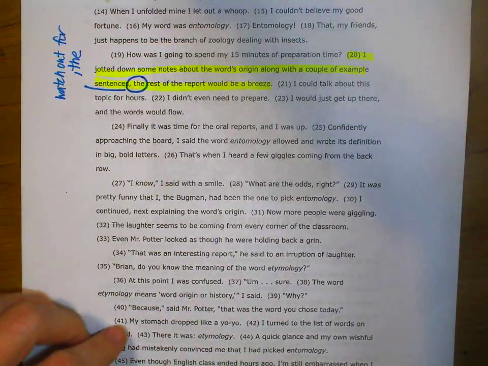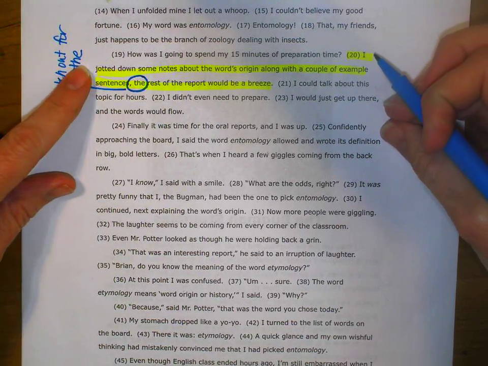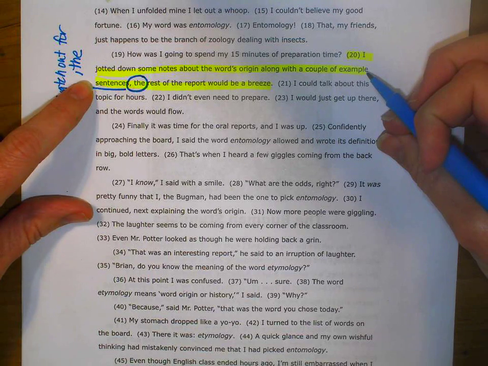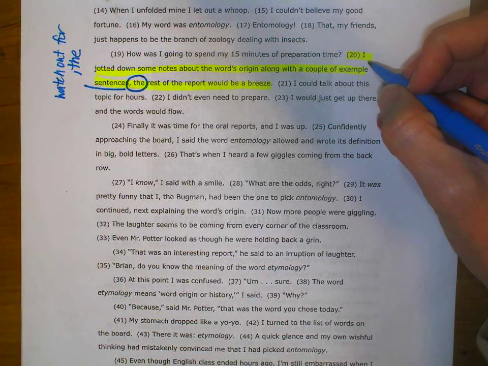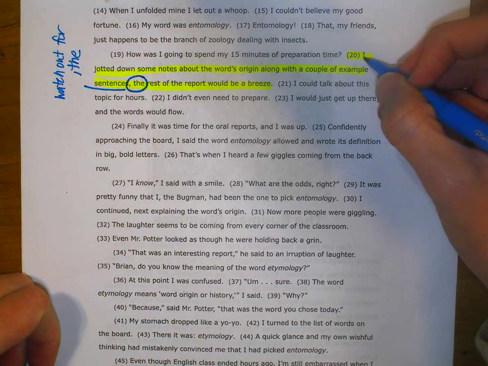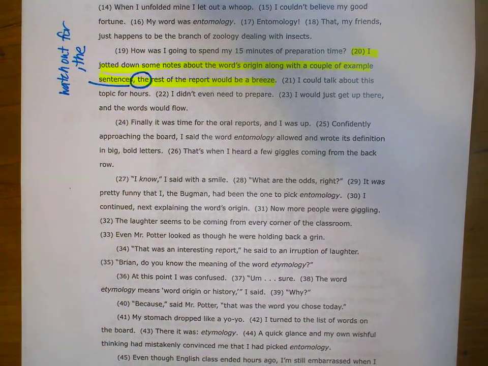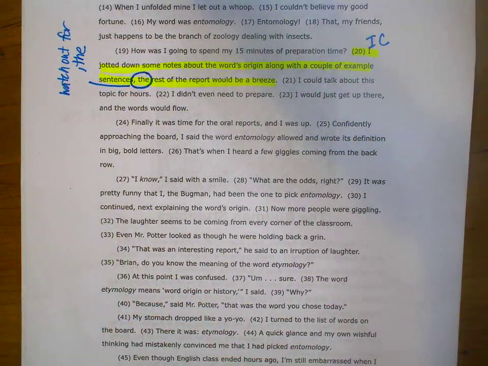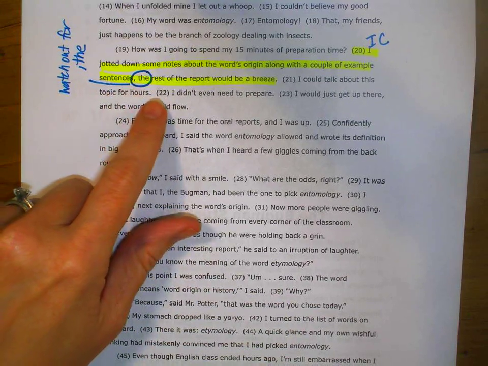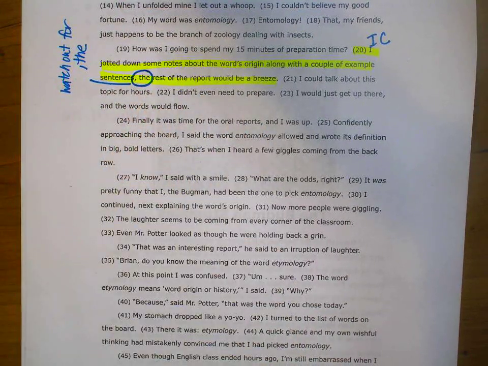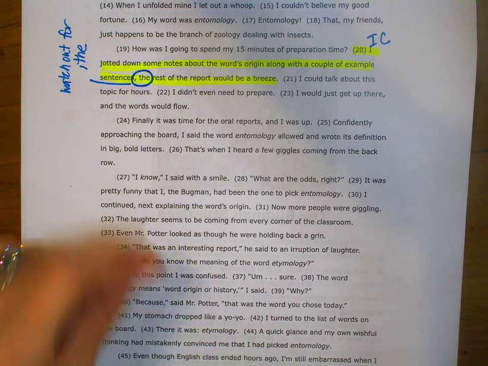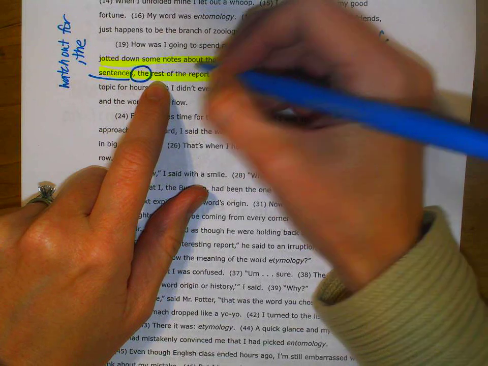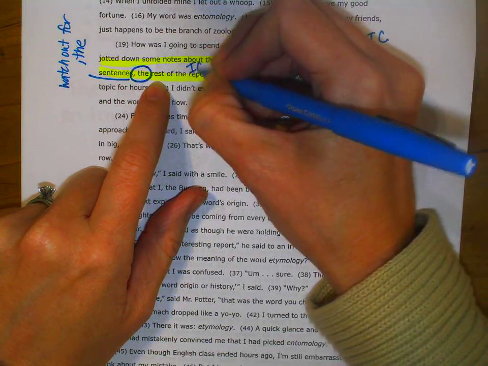Because, let's look at this. I jotted down some notes about the word's origin along with a couple of example sentences. Let's see if this is a complete sentence. Who or what? I. What did I do? Jotted down some notes. This is an IC. Now look at this one. The rest of the report would be a breeze. What's the subject? Who or what? The rest. What would it do? It would be a breeze. So this is also an IC.